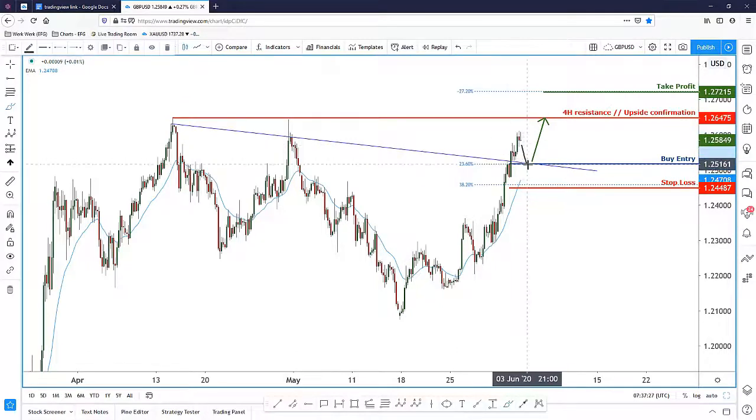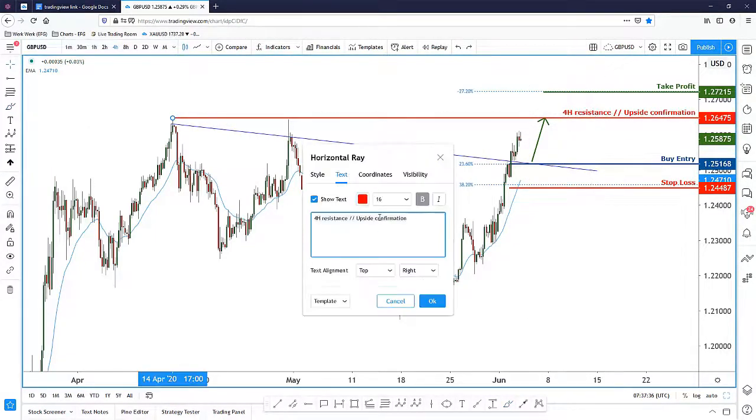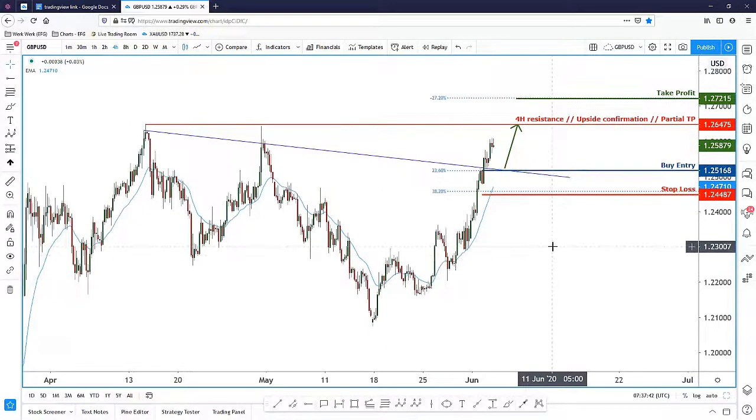Okay, so now it's a waiting game. All right, even if you were to go short now, there's no good risk reward because price is really in the middle of 4-hour resistance and upside confirmation. Okay, so this will be the partial take profit. All right, so this is how I would play it.